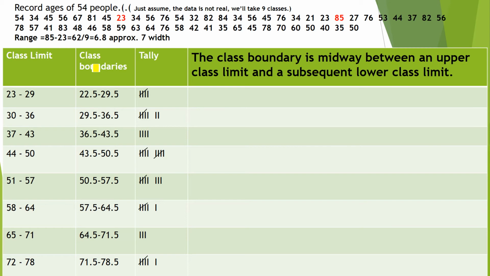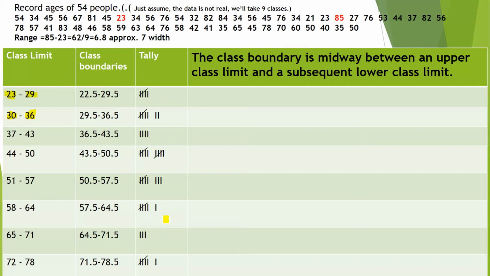And then we will set the class boundaries. I told you that for class boundaries, you have to subtract 0.5 from the lower class limit, that will be 22.5, and add 0.5 to the upper class limit, which is 29.5. Then for 30, you have to subtract 0.5 from the lower class limit, that is 29.5, and then add 0.5 to the upper class limit, which is 36.5, and so on. The class boundary is midway between an upper class limit and the subsequent lower class limit.